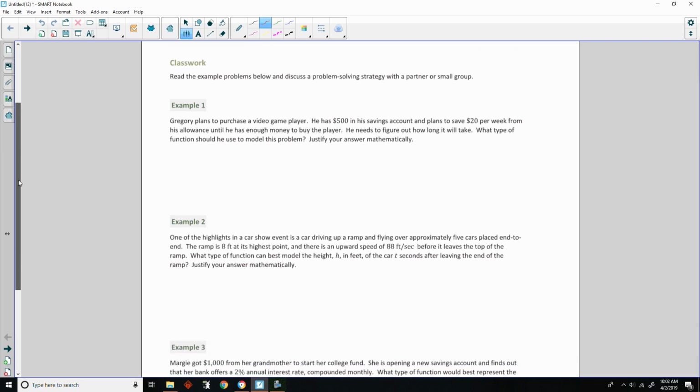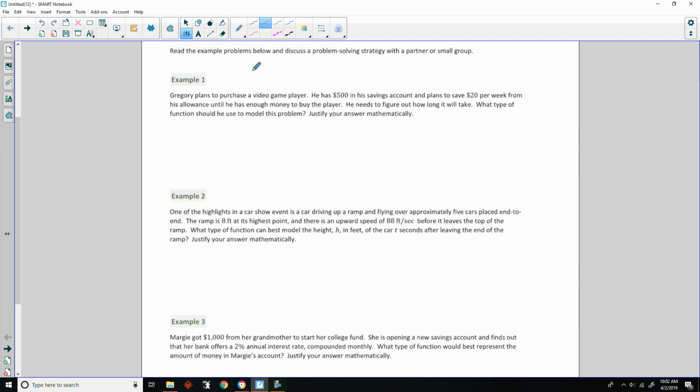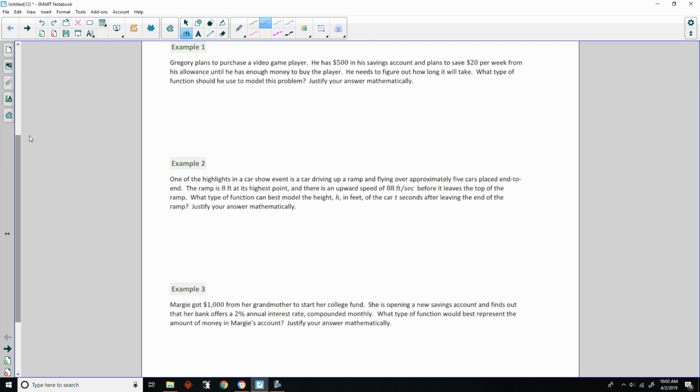Classwork. Read the example problems below and discuss a problem-solving strategy with a partner or a small group. So, assuming you have done that, here's example one. Gregory plans to purchase a video game player. He has $500 in his savings account and plans to save $20 per week.